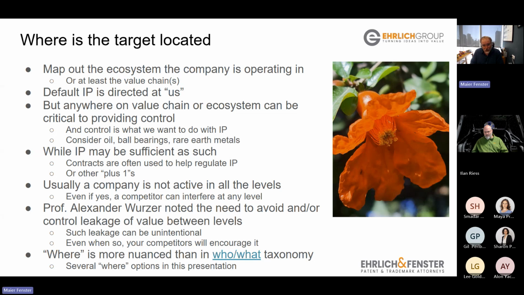But the patent could be applied anywhere in the ecosystem. So really the first step would be to map out the ecosystem, or at least the value chain that are subject to whatever it is you're trying to protect. And the point is that when you're trying to control, and that's really what you want to do with IP, you want to provide control, it can be anywhere in the value chain or in the ecosystem. And I have here a few examples.